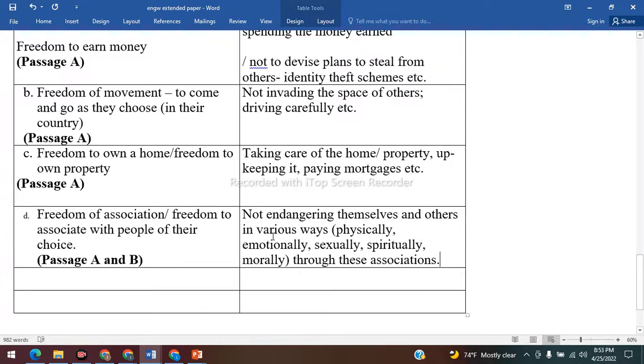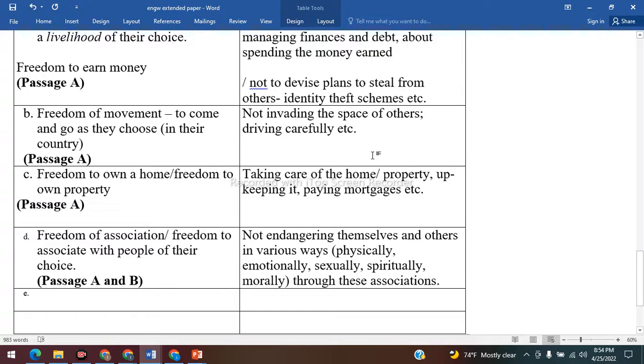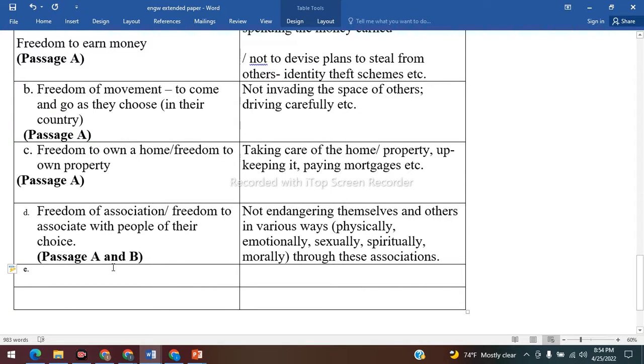Y'all have reading comprehension. And y'all have similar questions like this. This one is it on steroids. It's more intense. So if you're able to do this, then you should be able to do the ones that you would have.